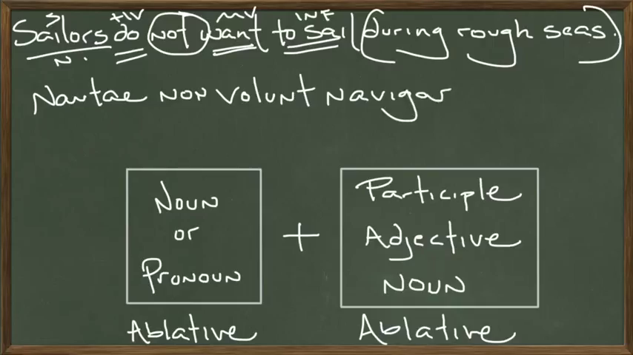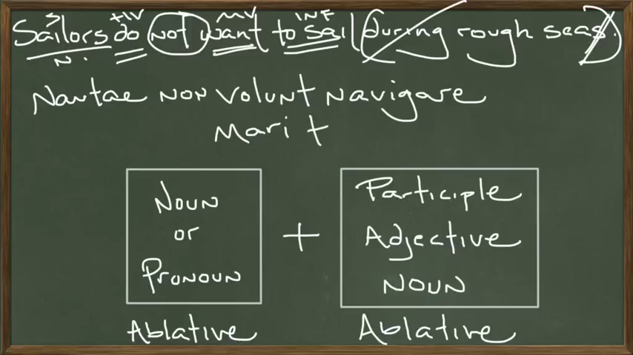Okay, we've got the main sentence. The sailors do not want to sail. Nautae non volunt navigare. What are we going to do with "during rough seas"? Well, actually, we don't need the preposition because we're going to put both of these in the ablative, and you'll know that it is an ablative absolute. To do that, we just change "during a rough sea" to ablative. So we're going to go singular here, to make it a little easier. So mare. Mare is "during a rough sea."